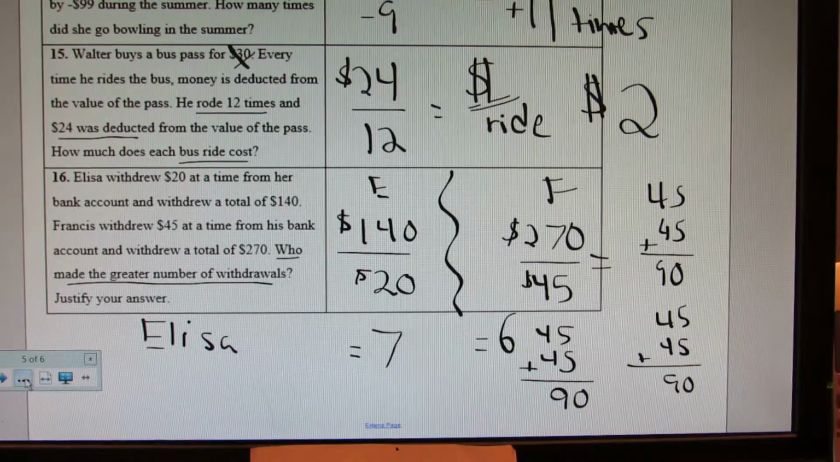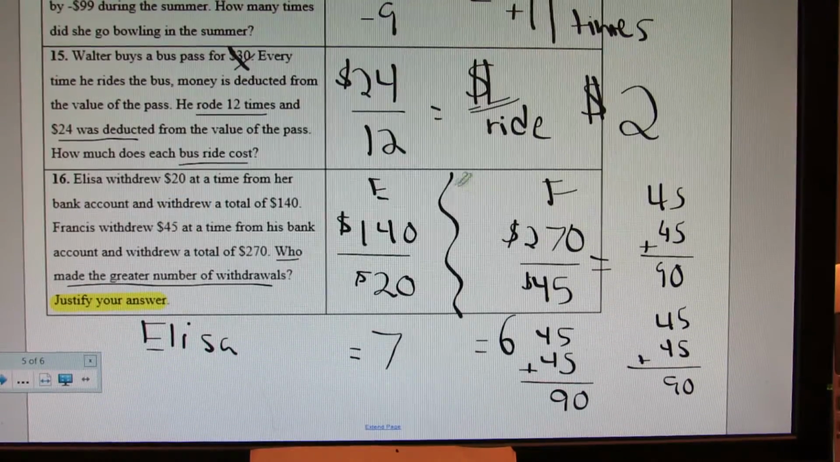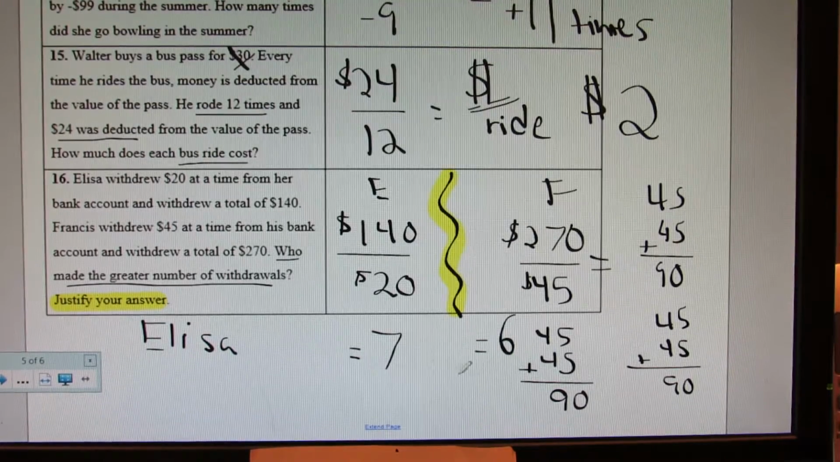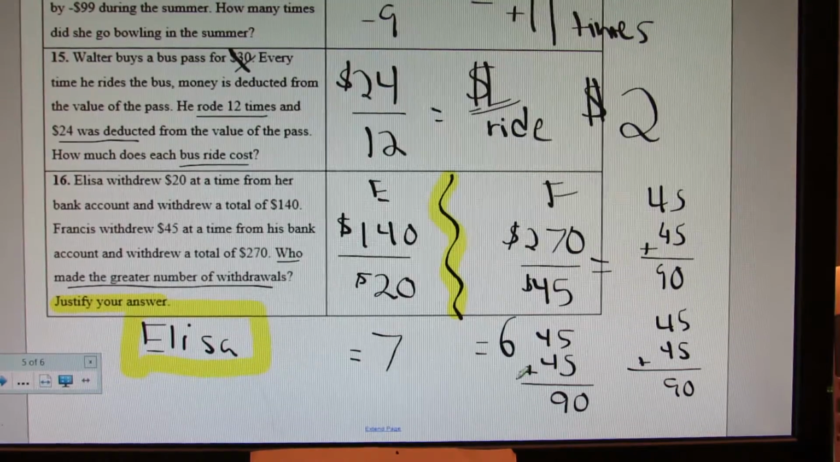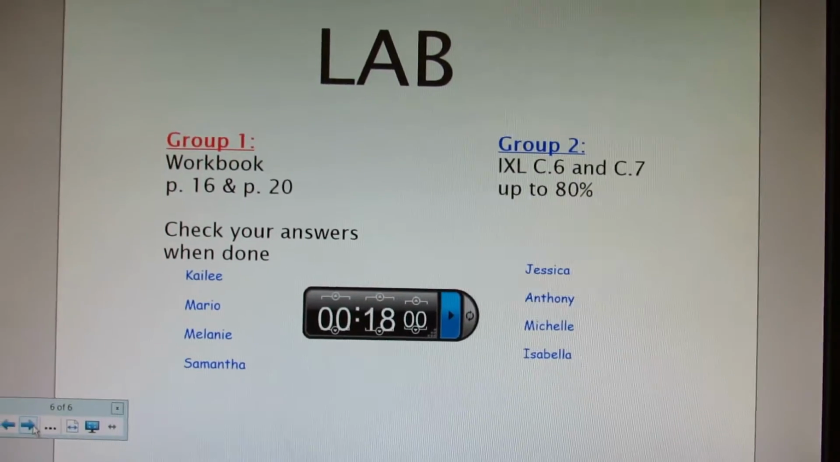Now the words justify your answer just mean that you have to show work, like all this great stuff over here, in order to get credit. So my answer is Elisa, but my work is showing why Elisa was the correct answer. Alright, that should bring us right to the end of the first period.